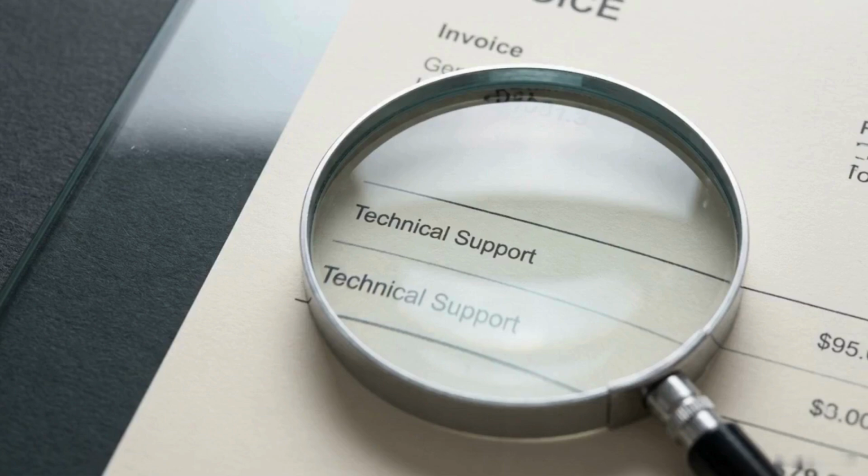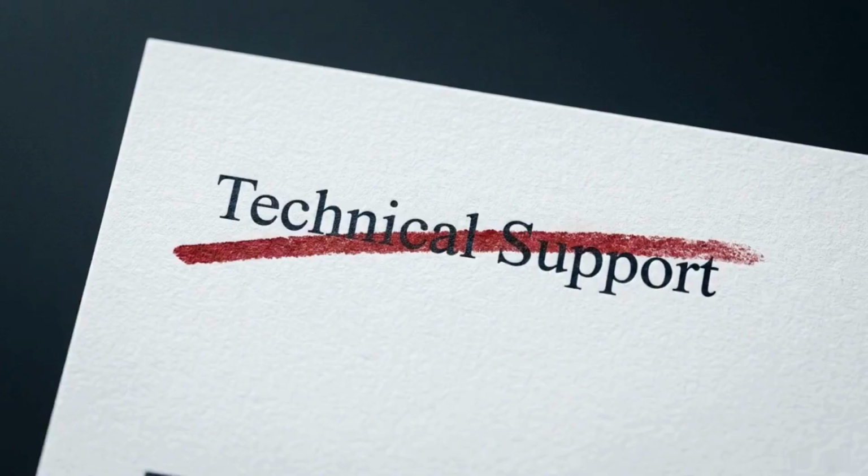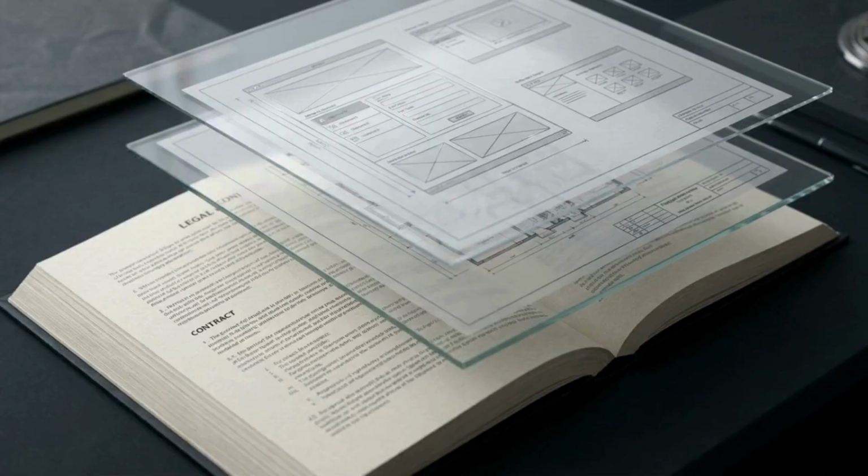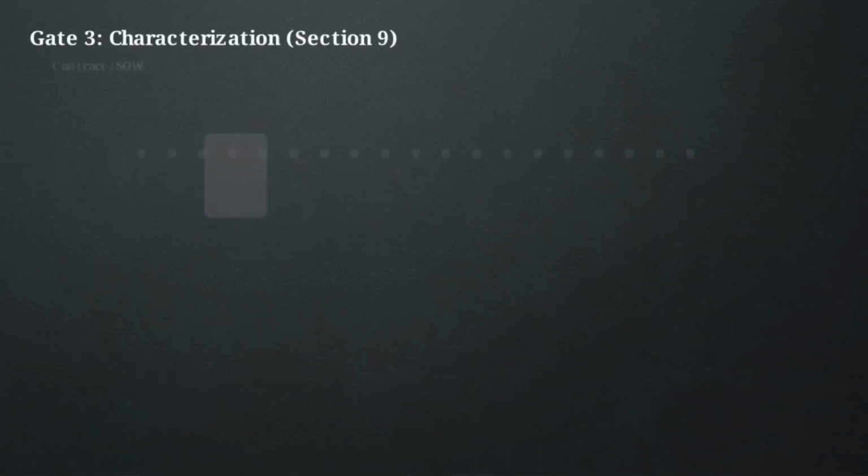Returning to our SaaS vendor, the invoice might simply say technical support. That label is practically useless for characterization. You have to look at the actual contract deliverables, the license rights, and the commercial substance of the work being performed. This diagram maps Section 9.